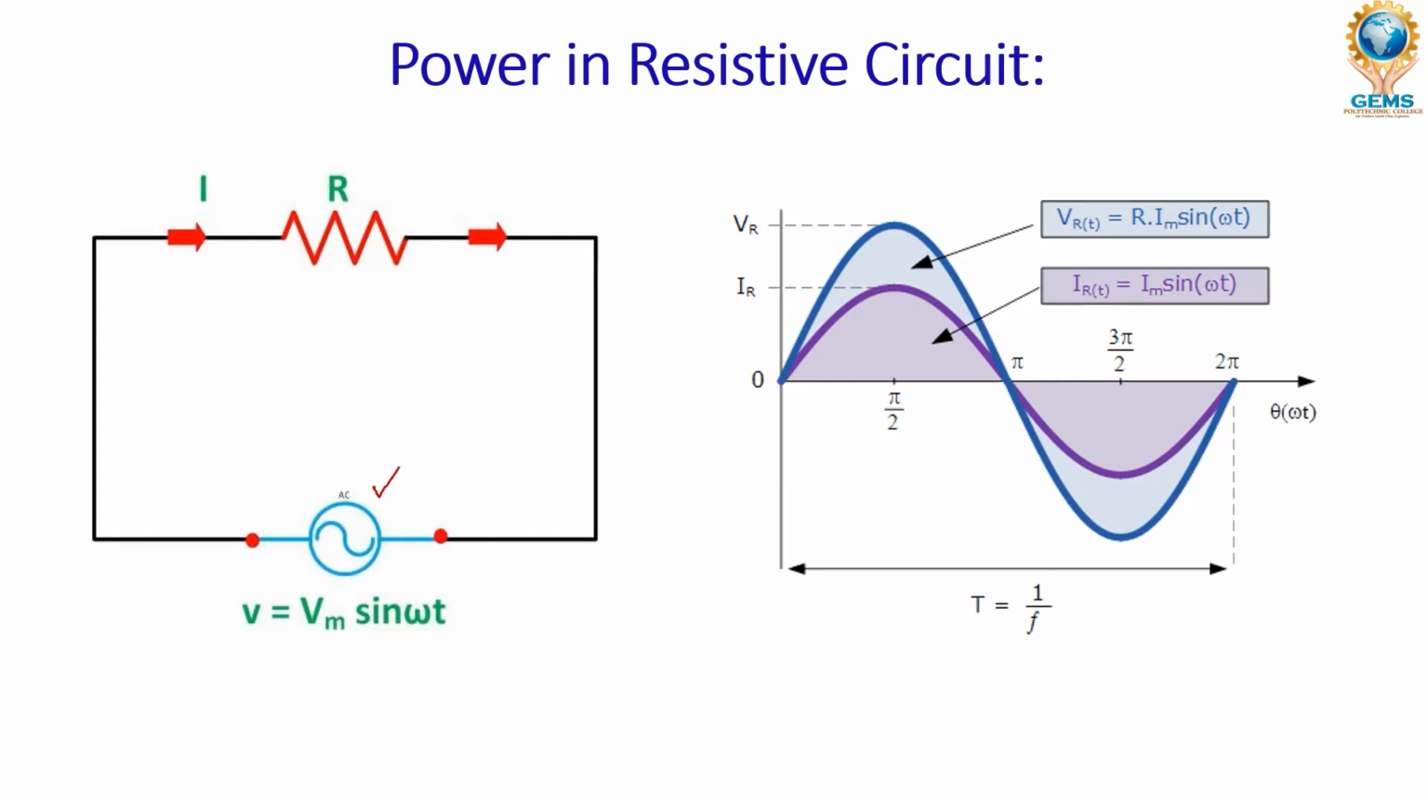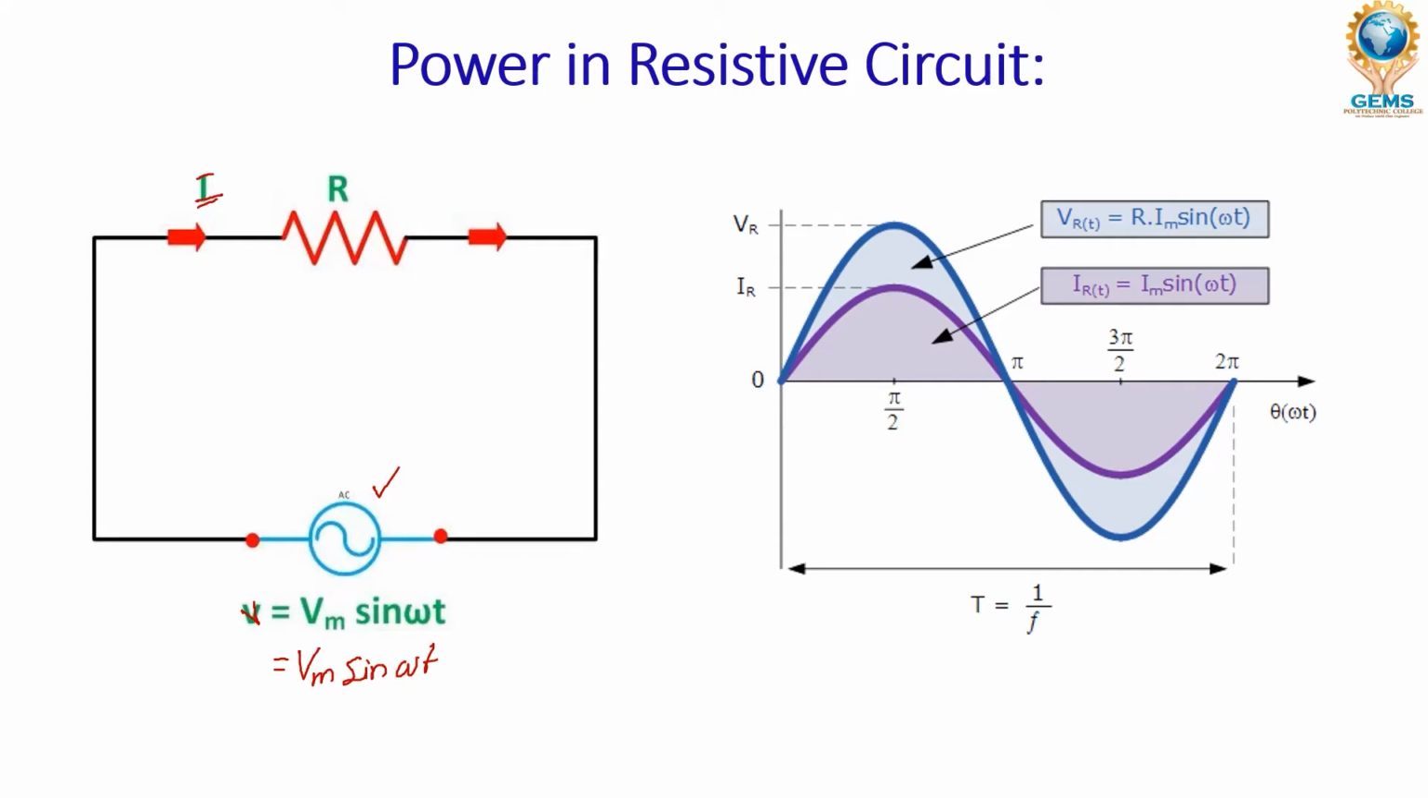From this voltage source I am connecting one resistor. When we connect this resistor like this, we have the voltage v, small v, which means instantaneous voltage. Here the instantaneous voltage equals Vm, the maximum voltage, into sine of omega t. When we apply this voltage across the resistor, some current I passes through the resistor.